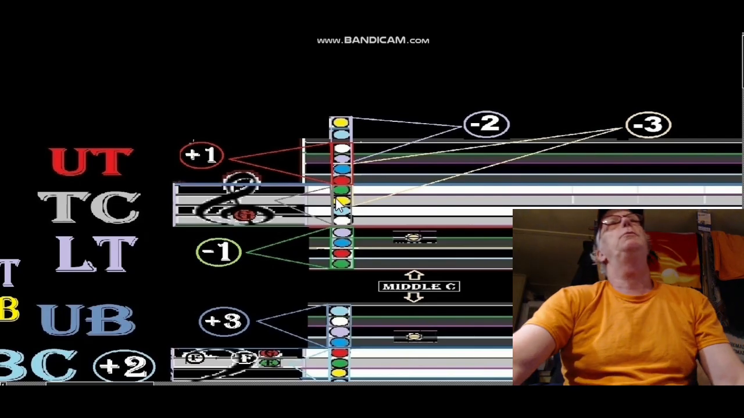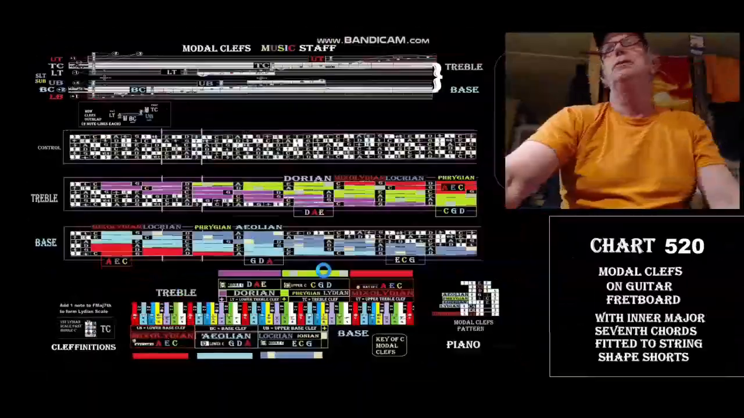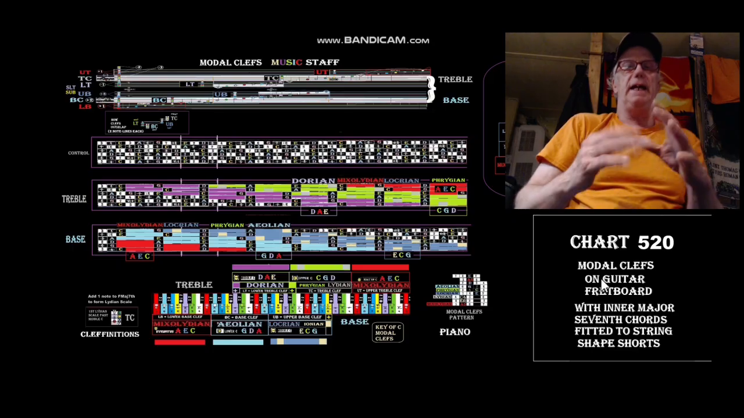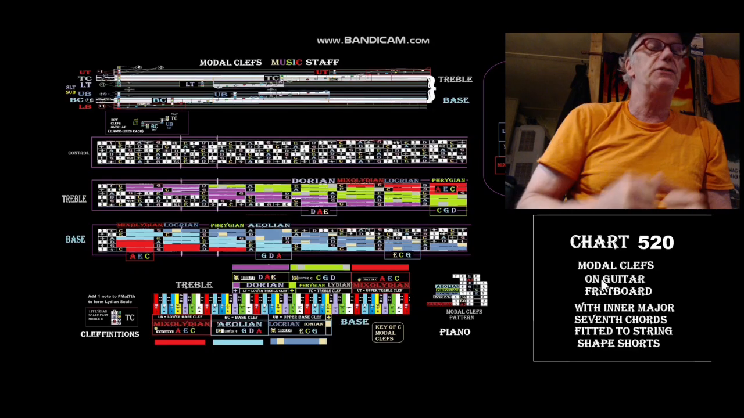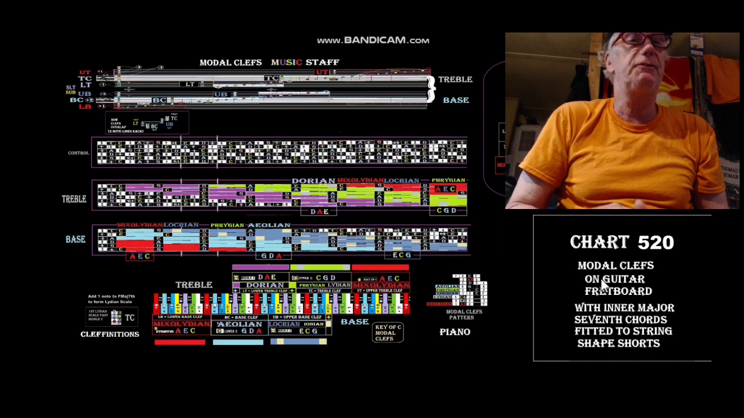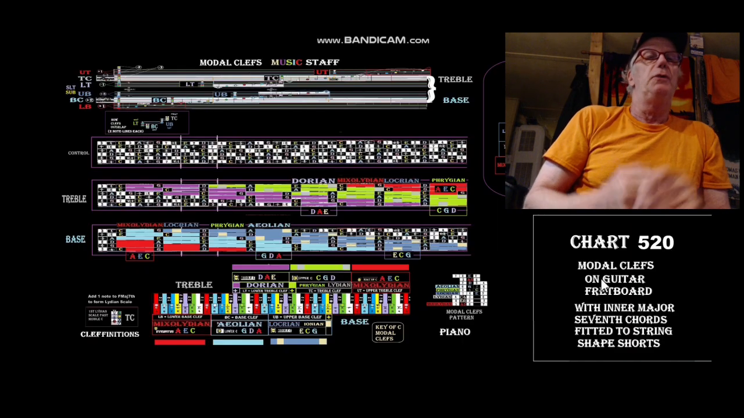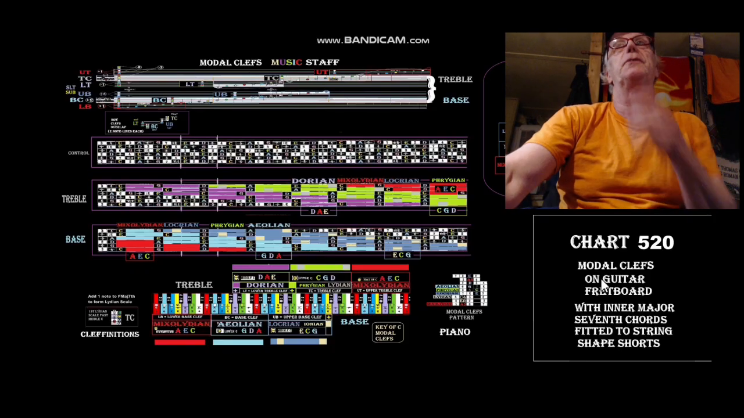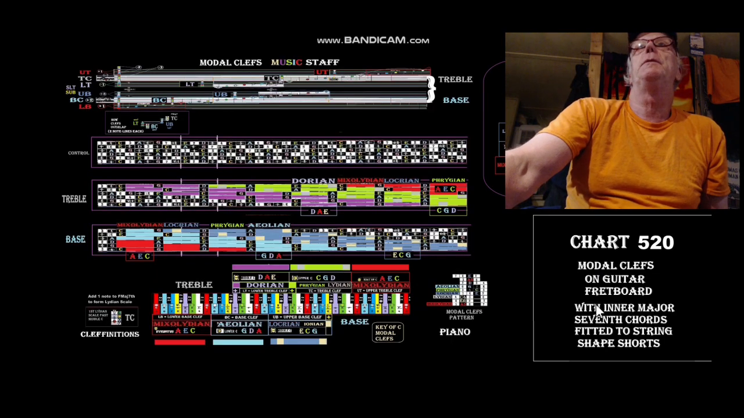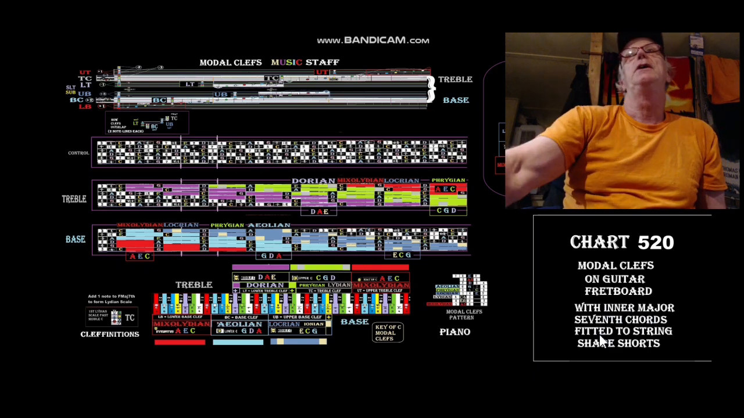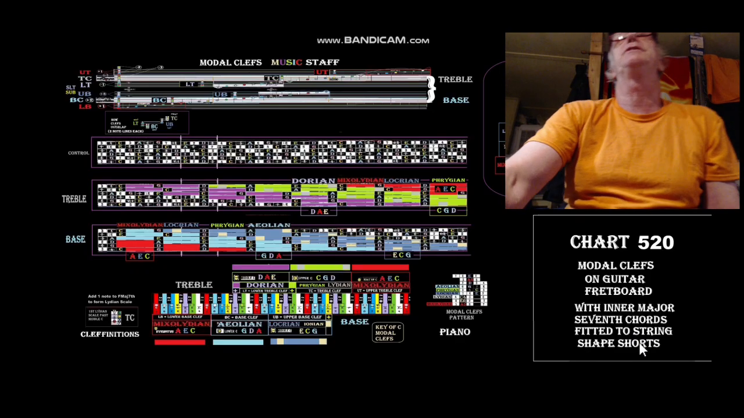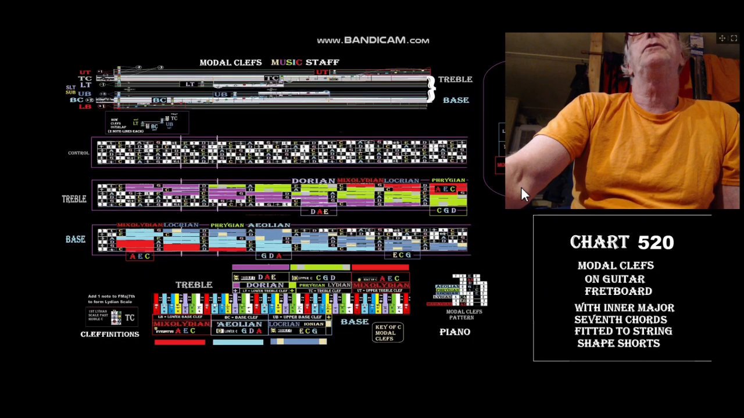The problem comes in when we want to fit it to the guitar chart as modal clefs. So we are going to be adding a note to change those major and minor and dominant and half diminished 7th chords. We're going to spread them out, add a note, and add the in-between scale notes to make them into a modal scale. So we're going to call it modal clefs on guitar fretboard with inner major 7th chords that we were just talking about on those 4 lines and fitted to string-shaped shorts. That's another complication, that we may have to add more notes than we planned.